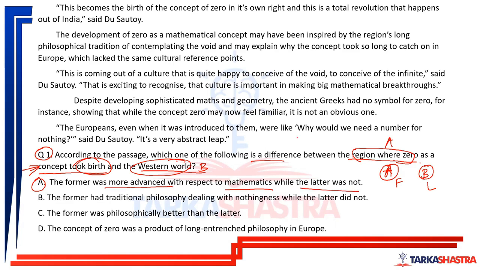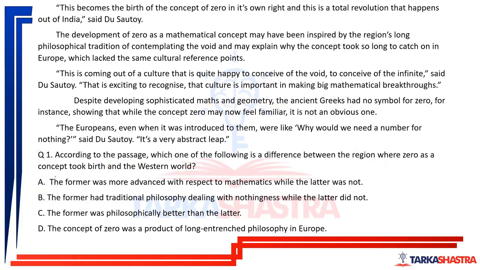This is not true, simply because you see here, despite developing sophisticated maths and geometry, ancient Greeks had no symbol for zero. Okay, so that means that these guys could have been more advanced. Western world could have been more advanced. Okay, while the latter was more advanced. Here the options are reversing the two. So A is not the correct answer. The former had a traditional philosophy dealing with nothingness, while the latter did not.